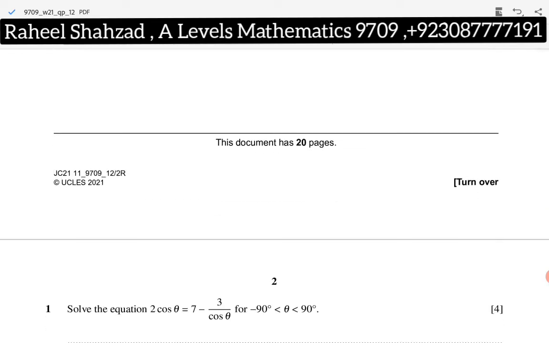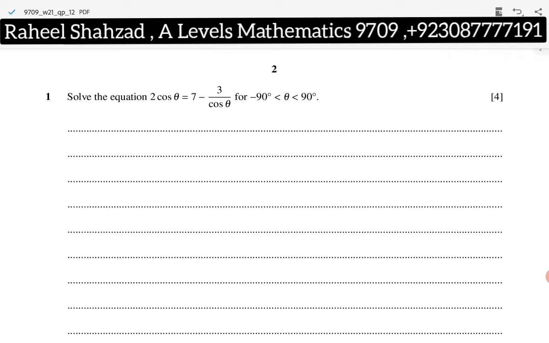So let's start. This is question number 1, and it's basically a trick question. Solve this equation: 2 cos theta equals 7 minus 3 divided by cos theta, for minus 90 to 90 degrees. This is important, that range is given from minus 90 to 90 degrees. That means this is your minus 90 and this is your plus 90 degree. That means it is your first and fourth quadrant in which we will be finding our solutions, right?